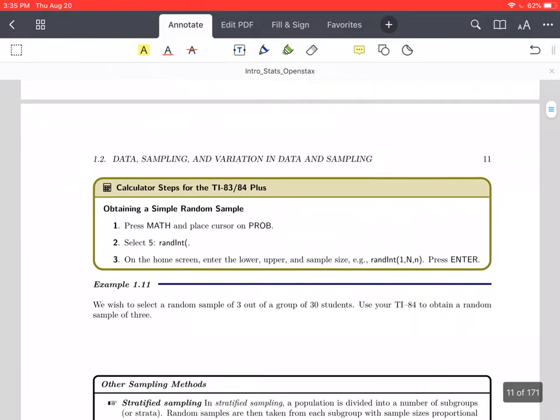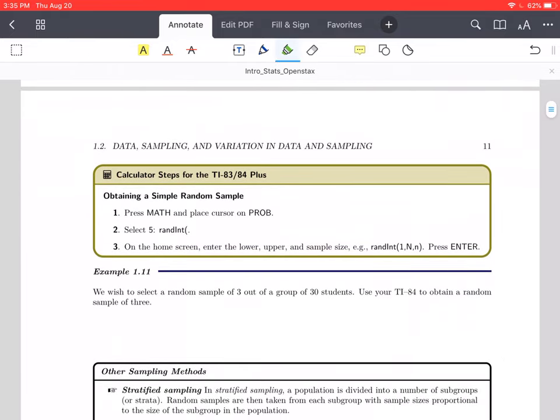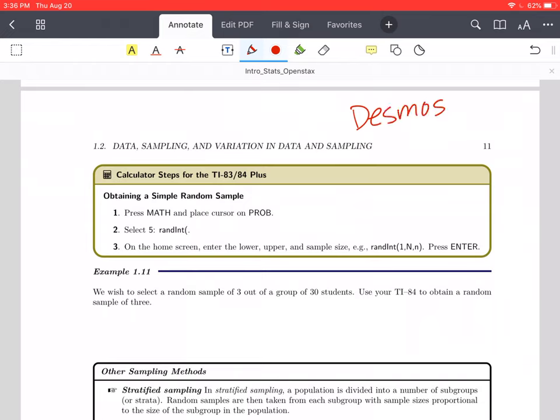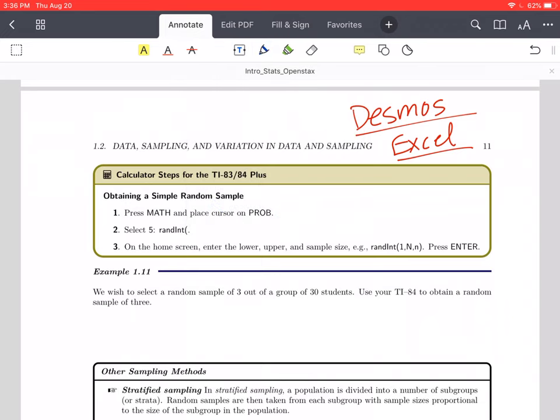In these notes, they give you the steps for a TI-83/84. You don't have to use that, and I'm not going to be using that this semester. Typically, the technology I use throughout the semester is predominantly Desmos, so we're going to use that a lot. We'll also sometimes use Excel as well, but primarily Desmos is what you're going to want to use. It's just free online software.